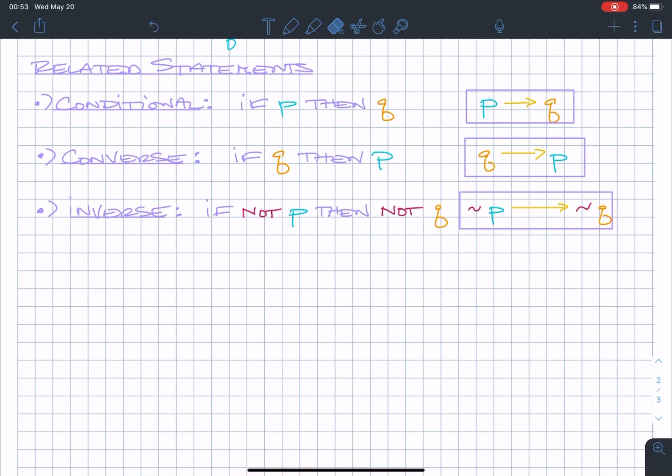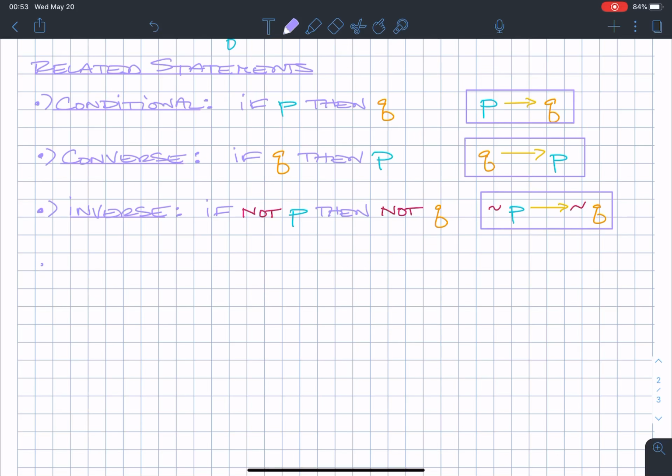Actually, I probably could have made this arrow a bit smaller. Push this a bit closer to there. Maybe cut that a bit. Bring this a bit closer. How's that look? That looks a bit better. Okay, so actually, bring this a little bit. There we go. So if not P, then not Q.